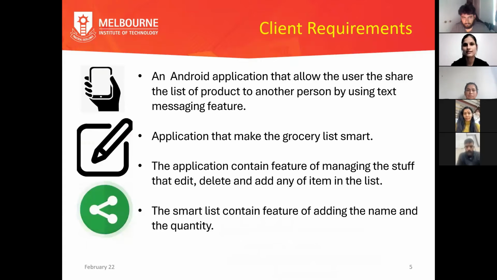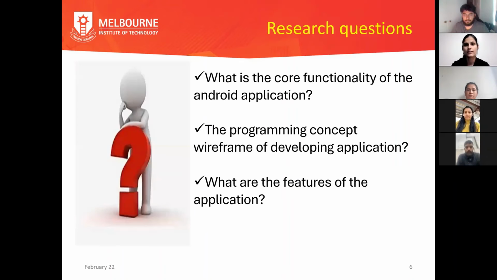The next slide will represent our client requirement. Our client requirement is an Android application that allows the user to share the list of products with another person by using the text message feature, and an application that makes the grocery list smart. The application contains features of managing the stuff, editing, and deleting any of the items from the list, and the smart list contains the features of adding the name and the quantity of the item. The next slide will be presented by Shuminder.